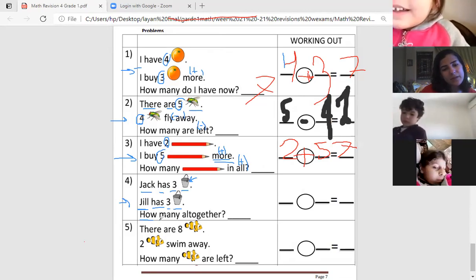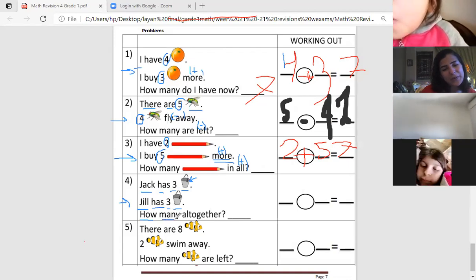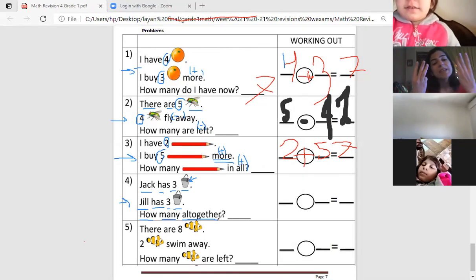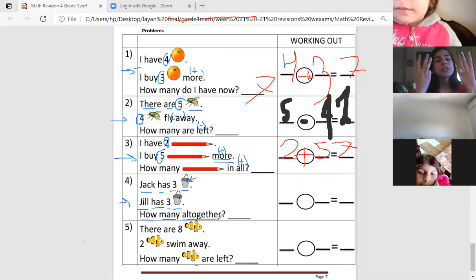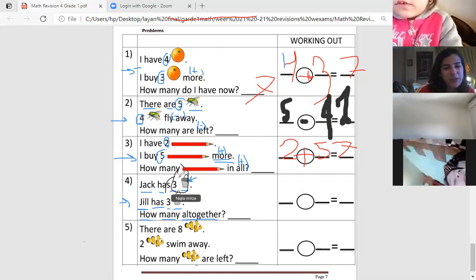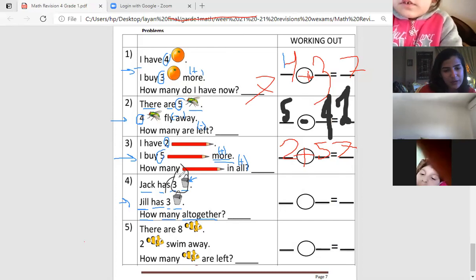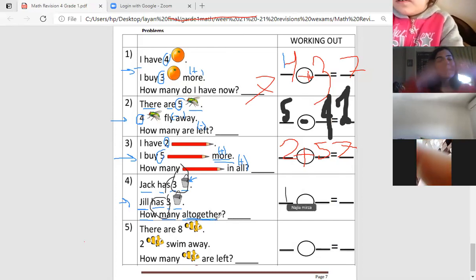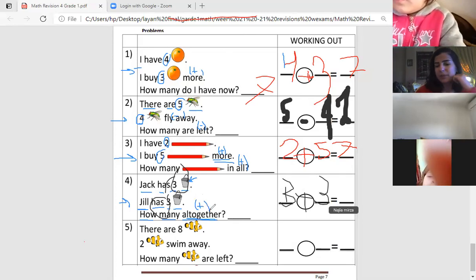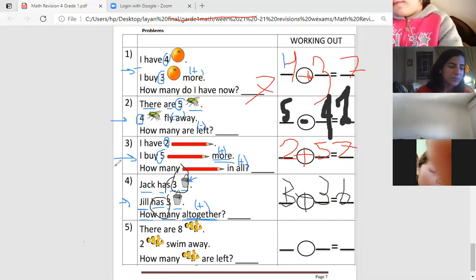Plus. How many all together? Okay, I take them all. Jack has 3. Jill has 3. How many of them all? Addition, subtraction? Bravo, second number. Bravo. Now all together. Plus or minus? Plus. Equals. Great job, Najia. 3 plus 3 equals. Excellent. Great job, Najia. Thank you.